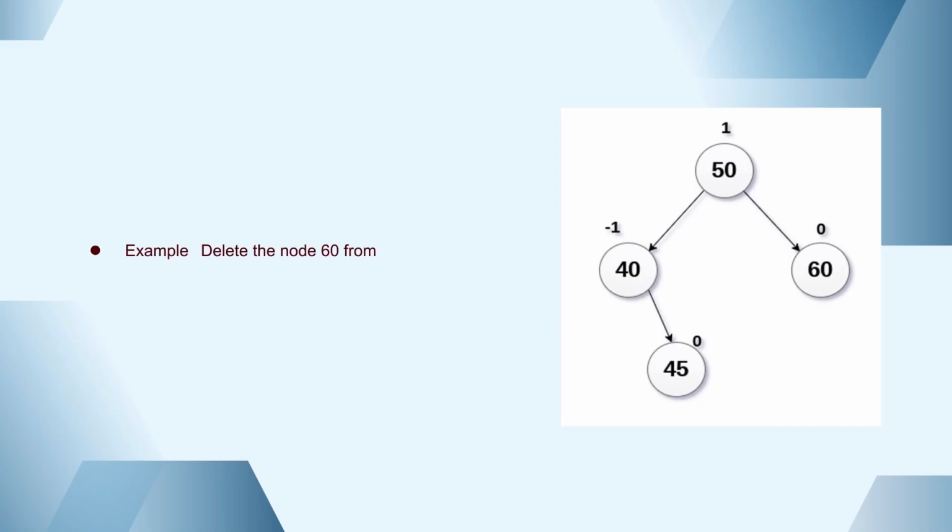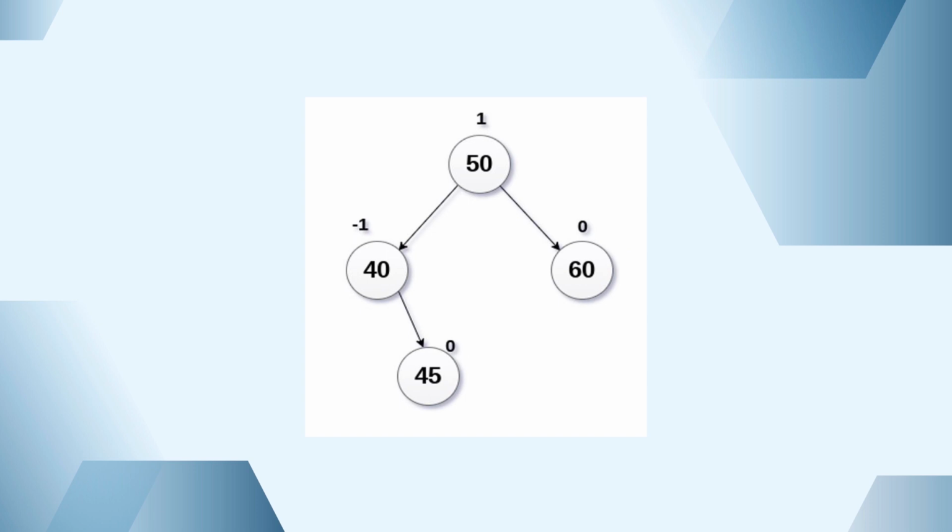Here we have elements like 50 as the root node, 40 and 60 as the left successor and right successor of 50, and 45 as the right successor of 40. Now, before anything we have to calculate the balancing factor of each and every node. The balancing factors are: 45 is 0, 40 is -1, 60 is 0 and 50 has a balancing factor of 1, which is within the allowed range, so this tree is an AVL tree. Now, we have to delete the item 60 from this tree.